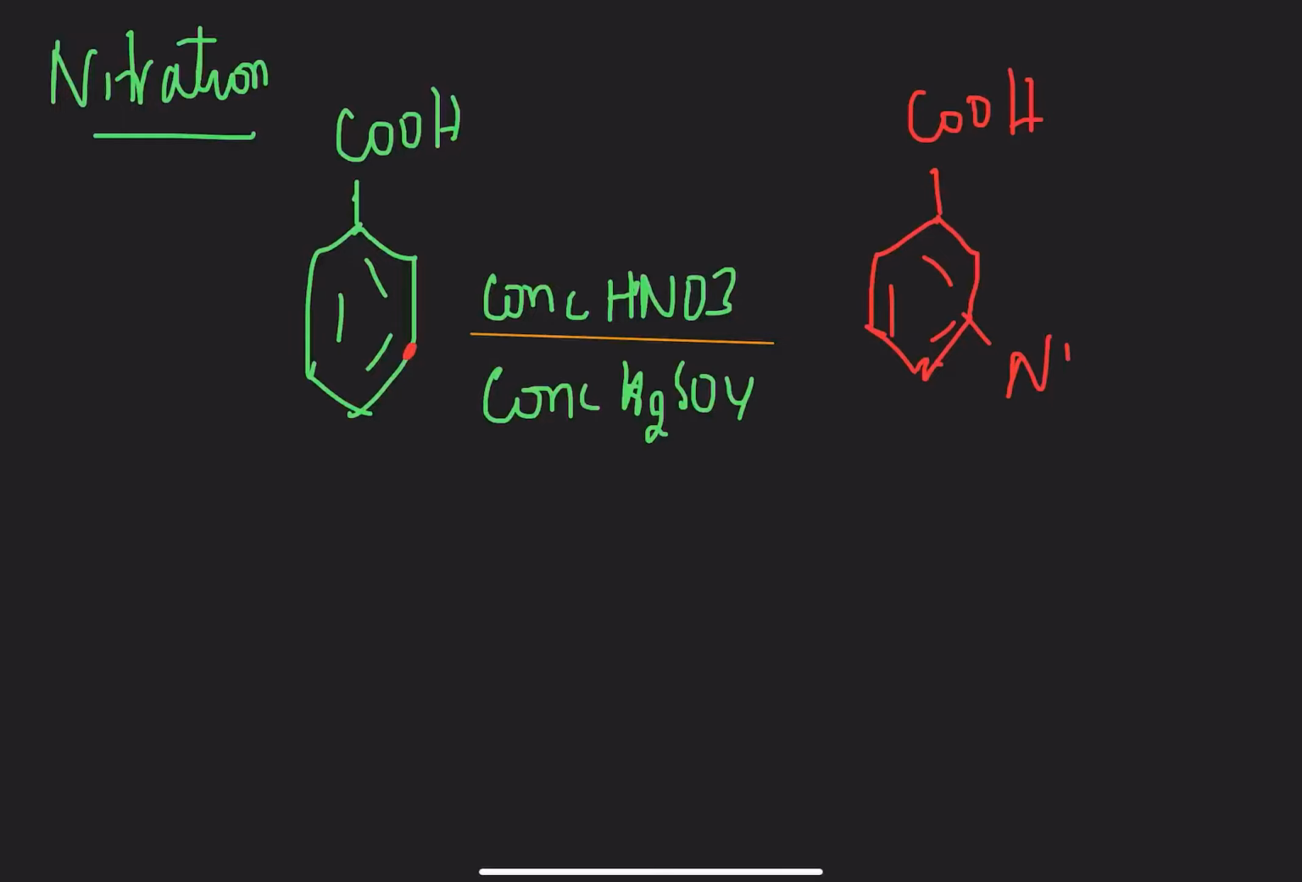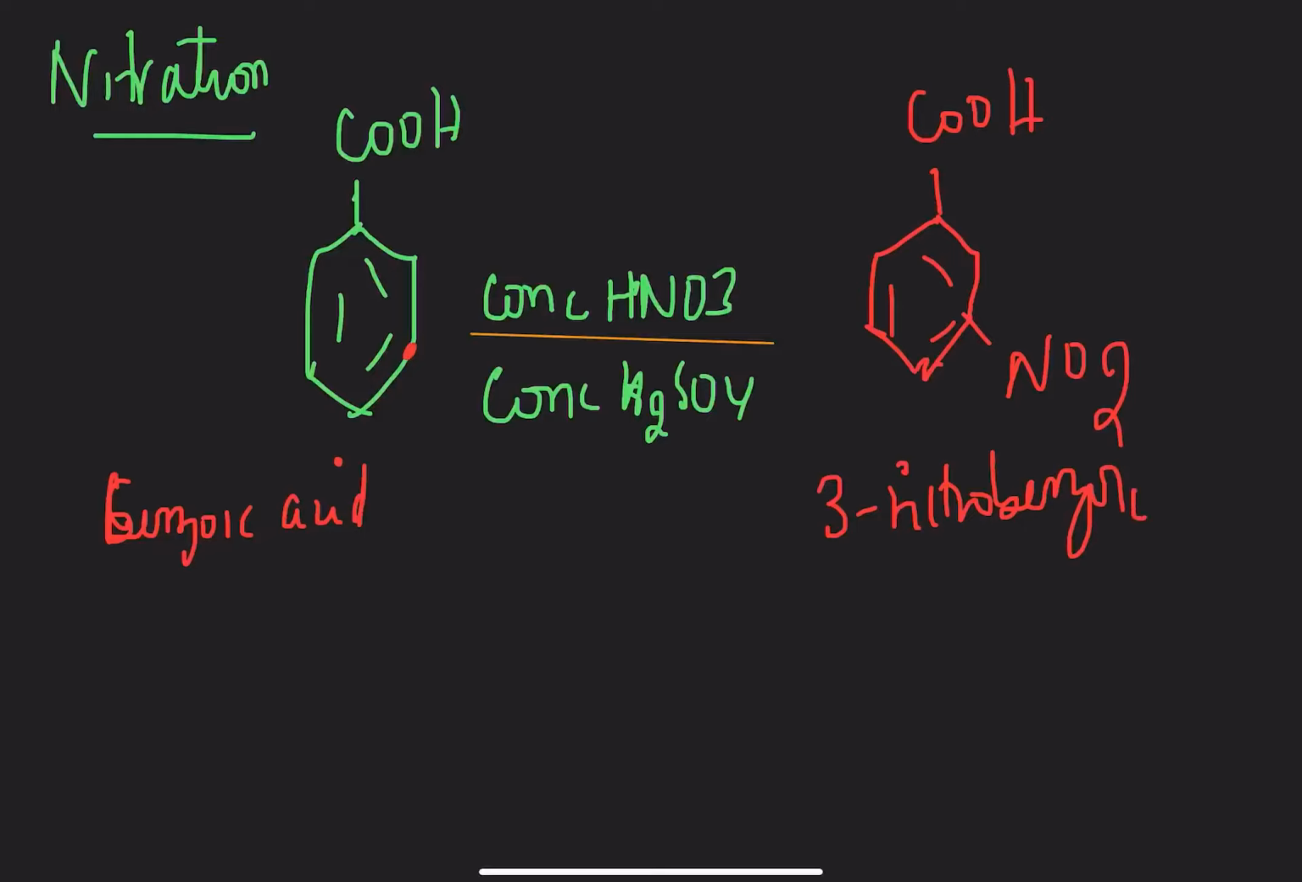So nitro. This is your answer. Now if I want to name these two compounds, this of course is your benzoic acid. That's our topic only. And what is this compound? With nitro on the third position, this will be 3-nitrobenzoic acid. You can also call it meta-nitrobenzoic acid instead of 3. It is accepted, because the third position in the benzene ring is called the meta position. So that was all about nitration.